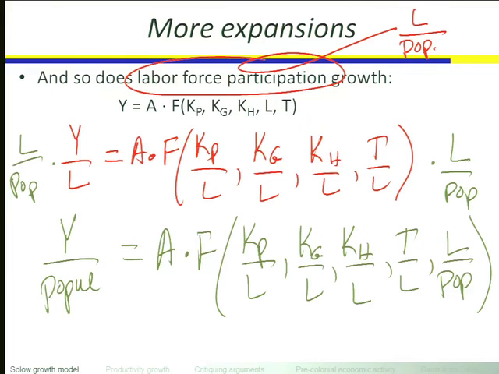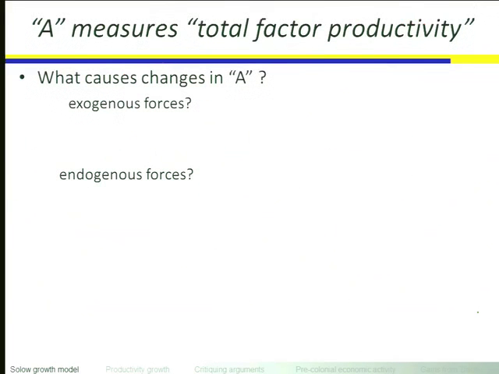Okay, do I have one more piece? A measures total factor productivity. We've said that. We can think about A as changing either as a result of exogenous forces or as a result of endogenous forces. When we say that A changes as a result of exogenous forces, we're saying that the changes in A are due to something other than all of the other things we just listed.